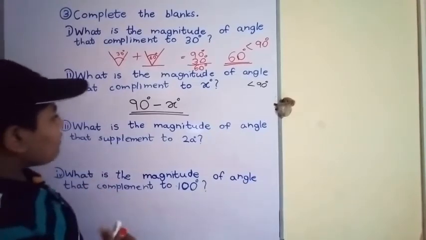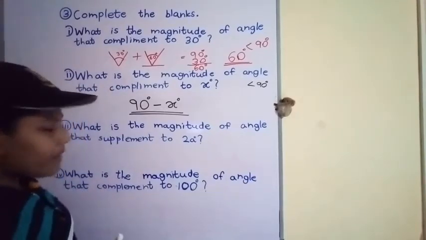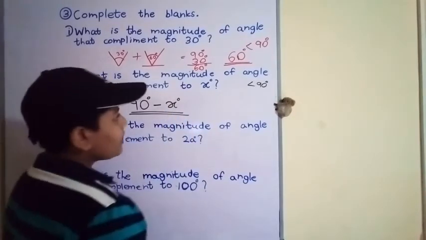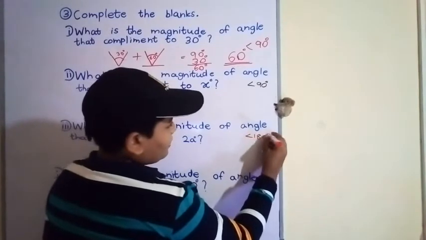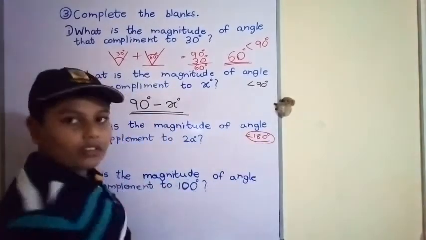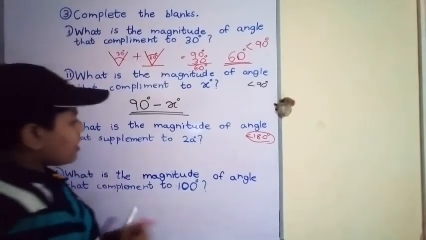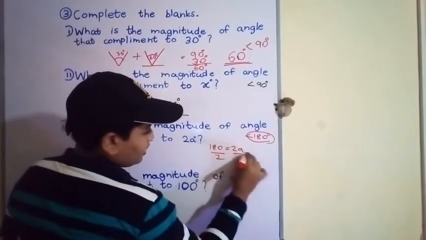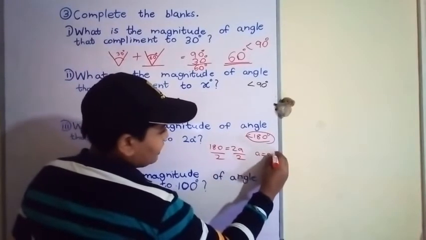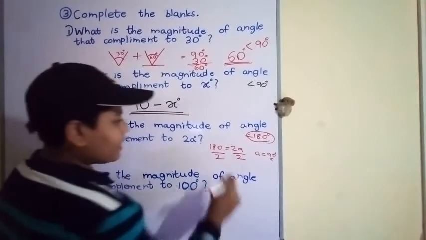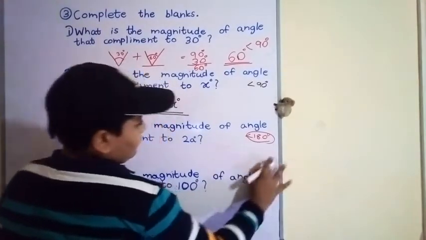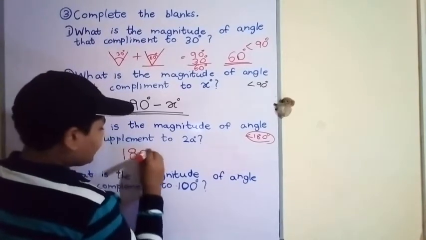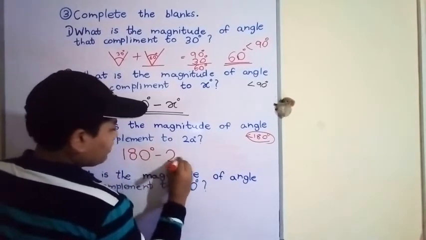In the third one: what is the magnitude of the angle that is the supplement to 2a? This one is the same. The a is also an unknown term. Supplement means the sum is 180 degrees. So the answer is 180 degrees subtract 2a.